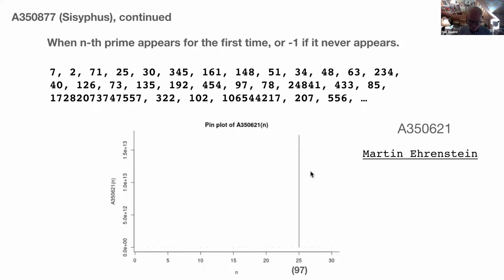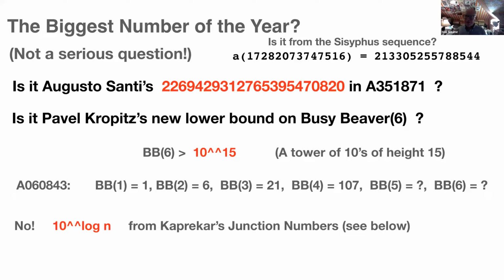So if you look at the graph of this sequence, and don't take logs, let's look at the standard plot, you get essentially a string of zeros, and then a large number, and then more zeros. So we'd like to know more about this sequence. There were some pretty big numbers there. So, not a serious question, but I thought it would be amusing to ask, what's the biggest number of the year? And is it from the Sisyphus sequence that we were just looking at?